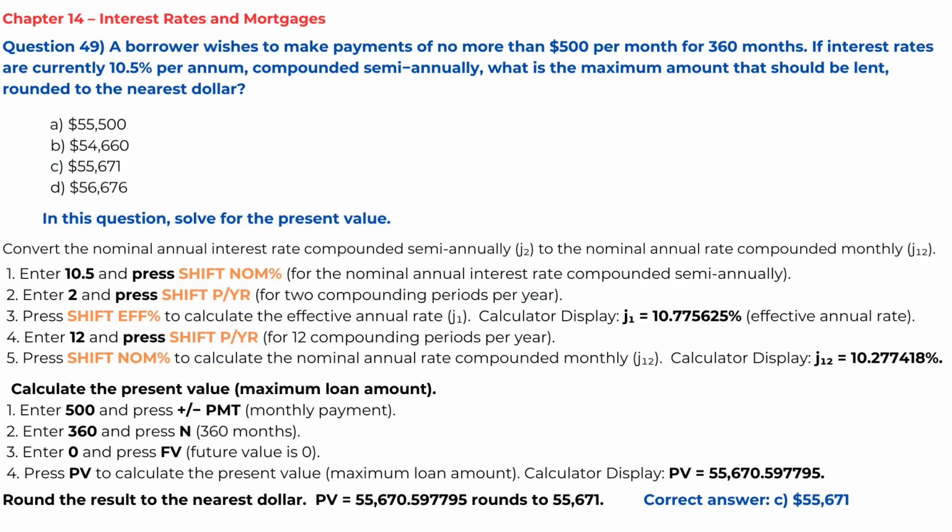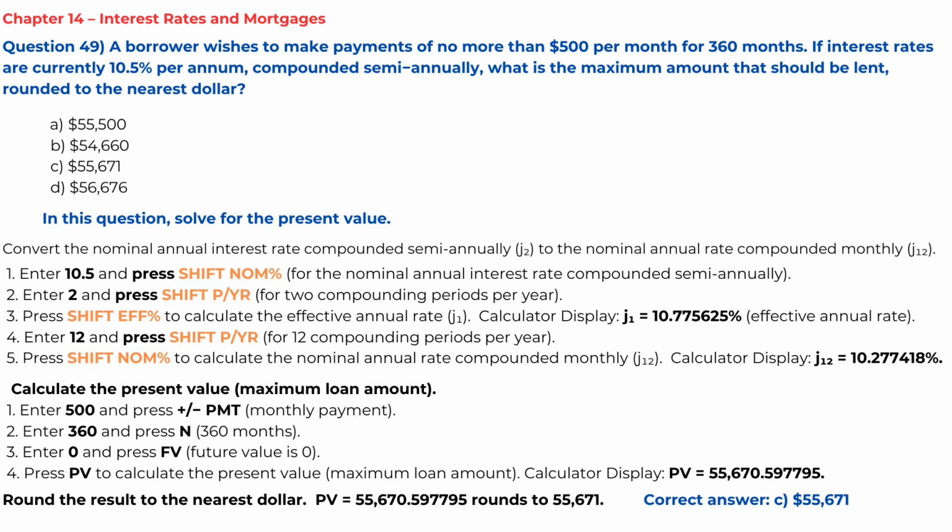Question 49. A borrower wishes to make payments of no more than $500 per month for 360 months. If interest rates are currently 10.5% per annum, compounded semi-annually, what is the maximum amount that should be lent, rounded to the nearest dollar? Convert the interest rate compounded semi-annually, J2, to the interest rate compounded monthly, J12.